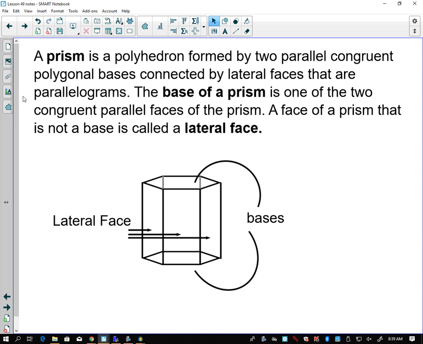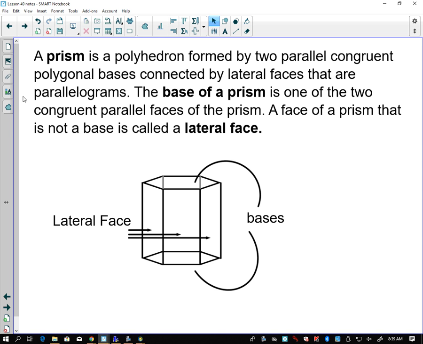So a pyramid's going to have one base, a cone's going to have one base. A prism is going to have two bases. Okay. Cylinder's going to have two bases. A cone's got one base. A sphere has no base. Okay, no base. Okay, so the base will either be at the bottom or the top and bottom.